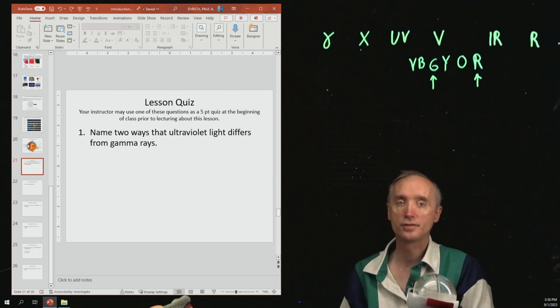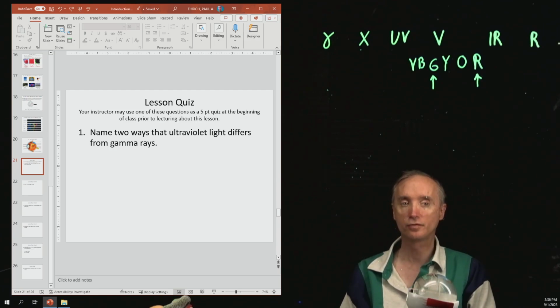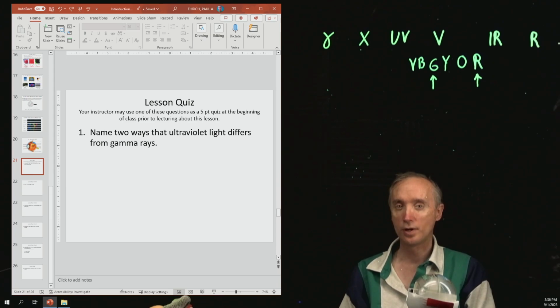Okay, I'm back, and so now we want to take a quiz over what we've learned today. So question number 1, name 2 ways that ultraviolet light differs from a gamma ray.